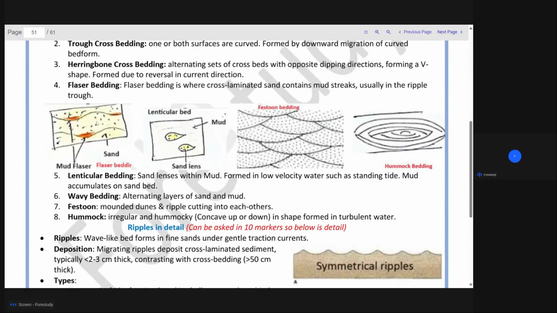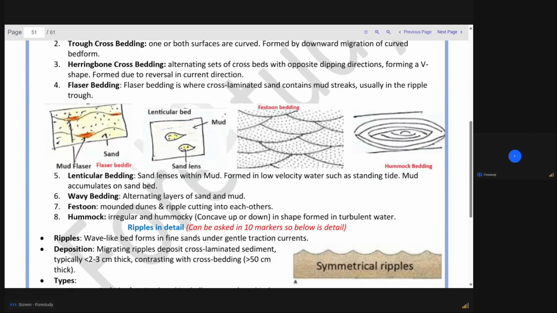Then we have wavy bedding, alternate layers of sand and mud. When there is an equal amount of sand and mud deposition alternating, we call it wavy bedding. Wavy bedding falls in between lenticular bedding and fissure bedding, because in both of those one type of grain size dominates the other, but in wavy bedding we have more or less an equal amount of sand and mud.